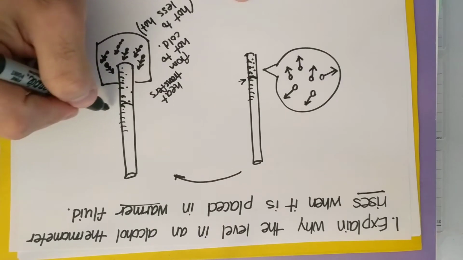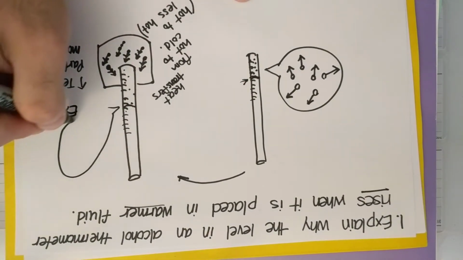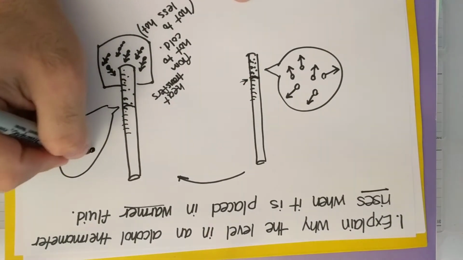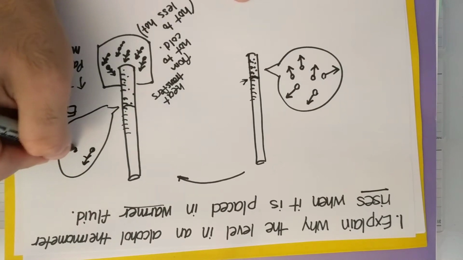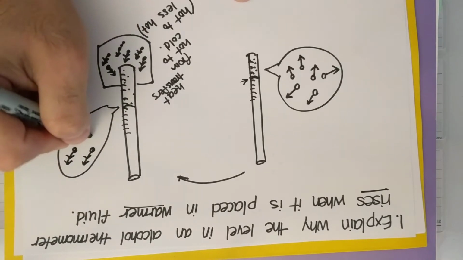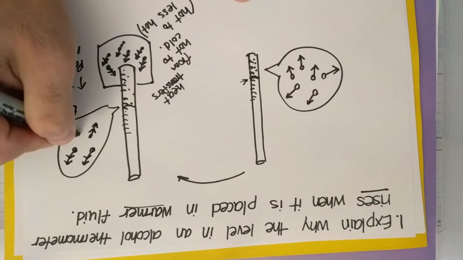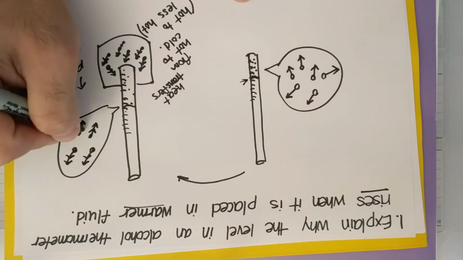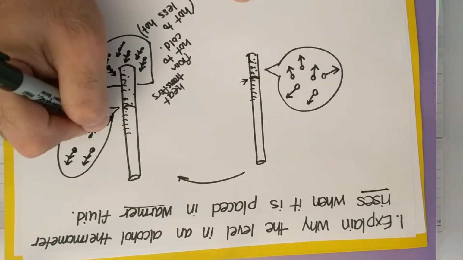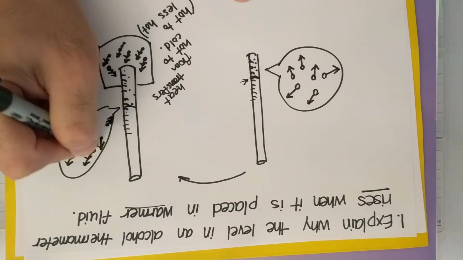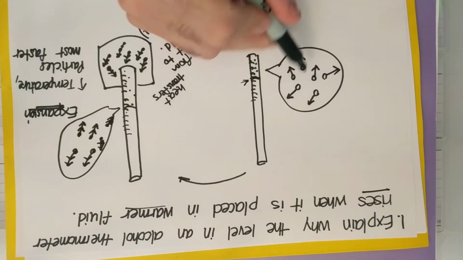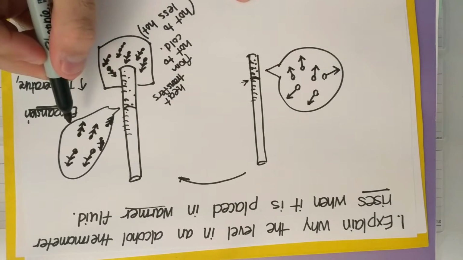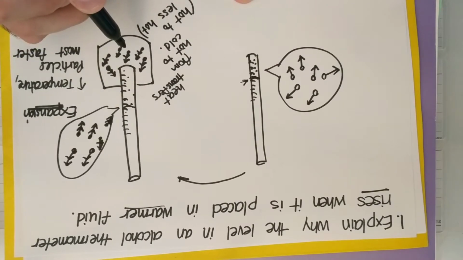And so if I were to zoom in on those particles, they are now moving a little bit faster. And they're moving as fast as whatever was touching it. And I show moving faster with double arrows. So notice I only have one arrow here, and then I have a double arrow for moving faster.